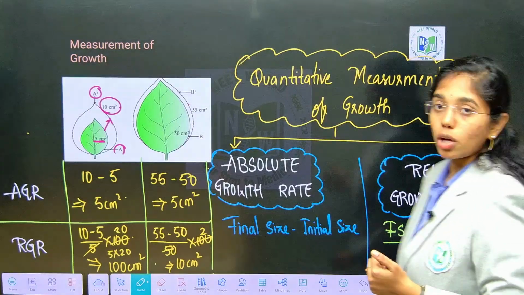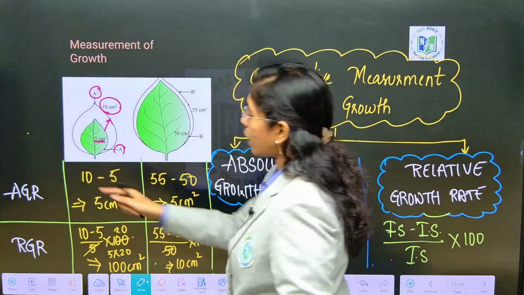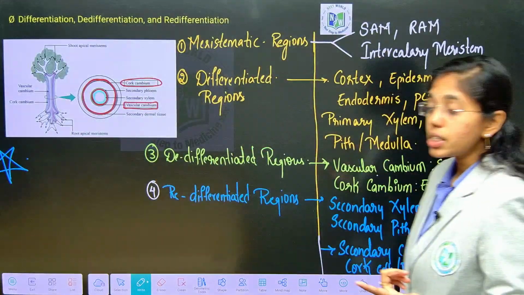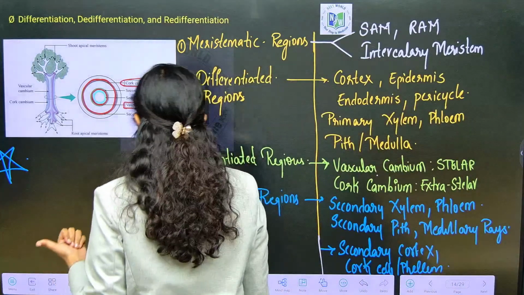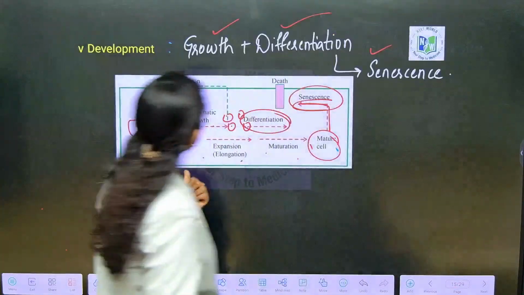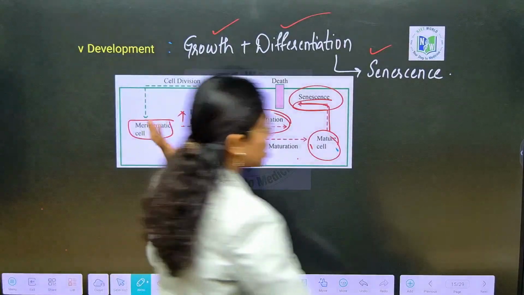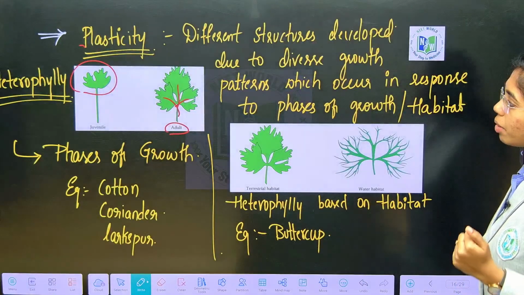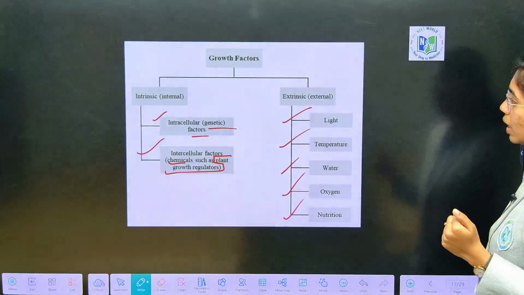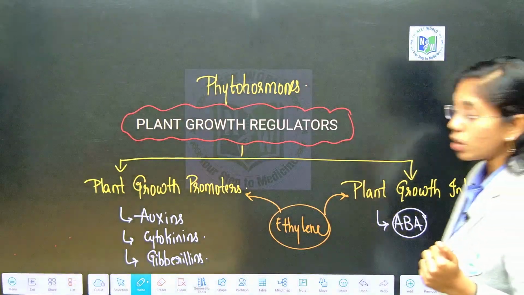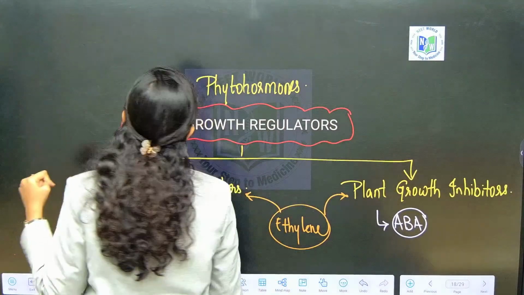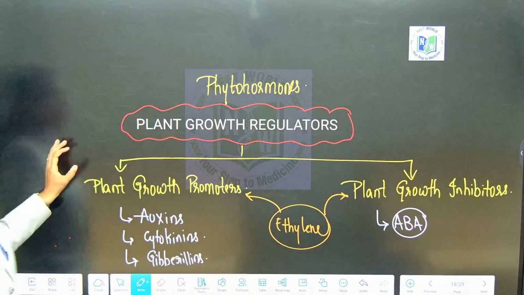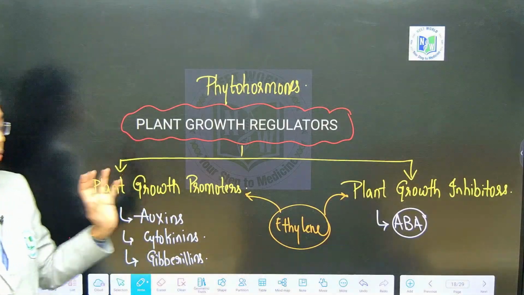Then quantitative measurement of growth, both absolute growth rate and relative growth rate, followed by the concept of differentiation, de-differentiation and redifferentiation, and then development, which is the sum total of events from growth, differentiation and senescence, and then the concept of plasticity and heterophily. Lastly, the factors affecting growth, and one of the internal factors is plant growth regulators or phytohormones. We have learnt what phytohormones are, and understood what plant growth promoters and inhibitors are.